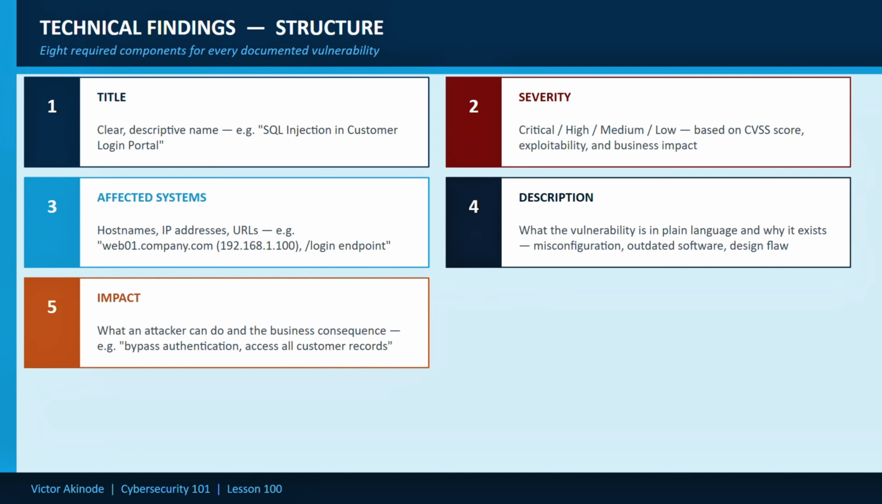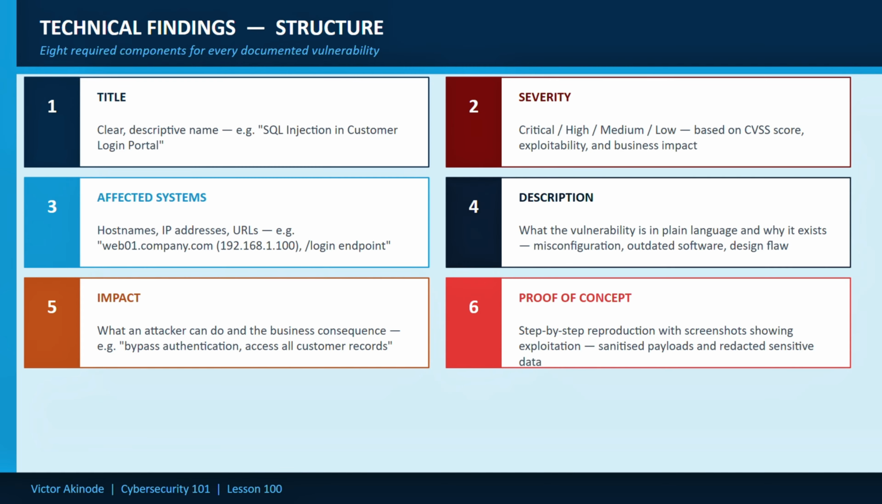Number 5 is impact, and here you describe what an attacker can do and the business consequences. Example of this could be attackers can bypass authentication, access customer records, modify data, or delete the entire database. And number 6 is proof of concept, and here you provide step-by-step reproduction steps. You are going to include screenshots showing successful exploitation. You are also going to show the command or payload used, and you should sanitize it if it contains sensitive information.